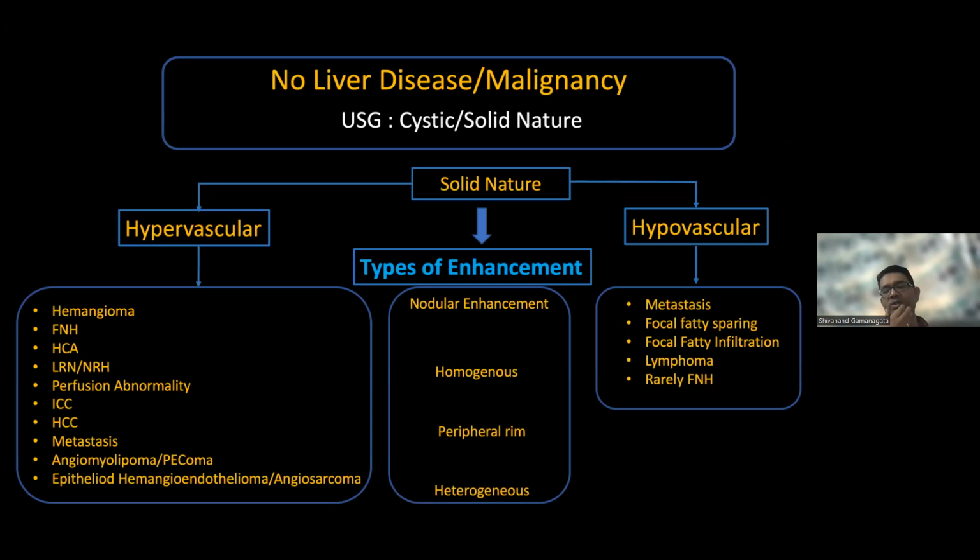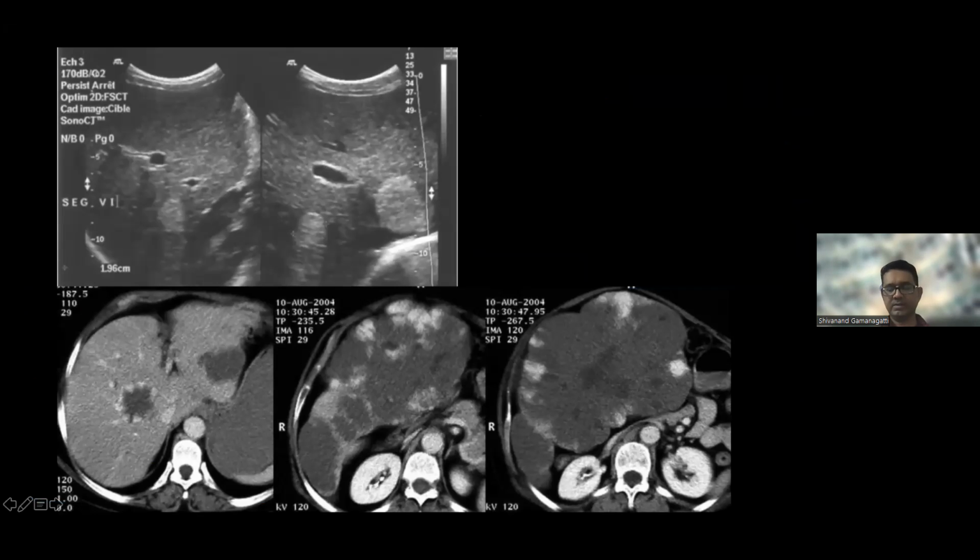So now coming to the solid lesions, you have to look at whether the lesion is enhancing or not. The enhancement pattern will guide you to narrow down your differentials, whether it is nodular, homogeneous, peripheral rim, or heterogeneous. Let us see these things.